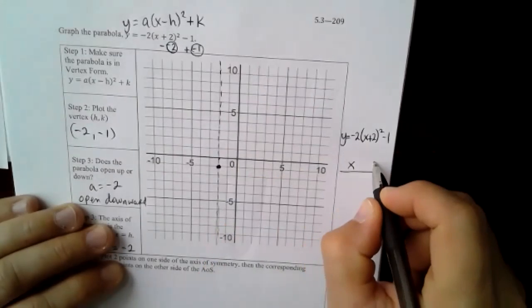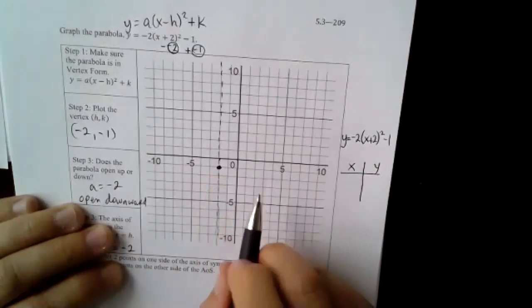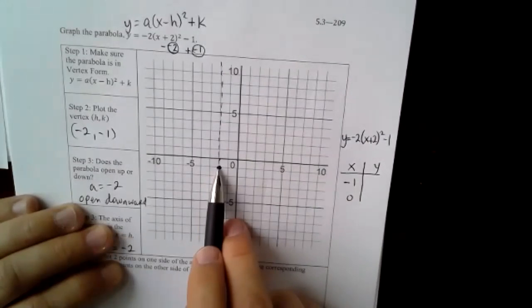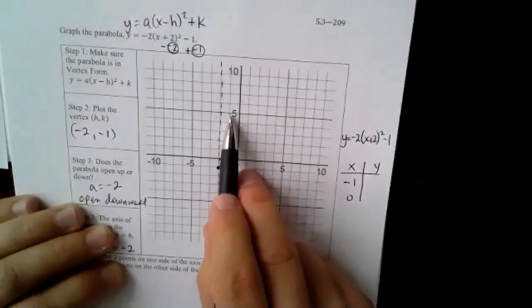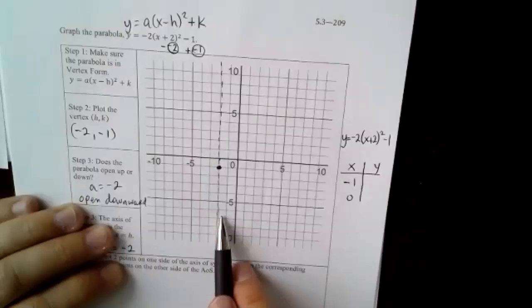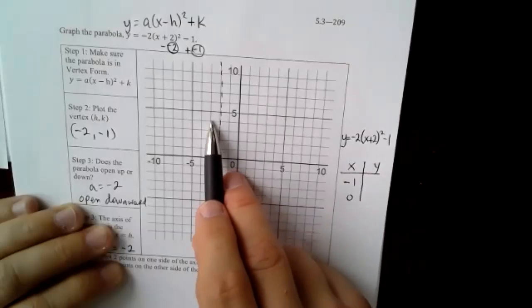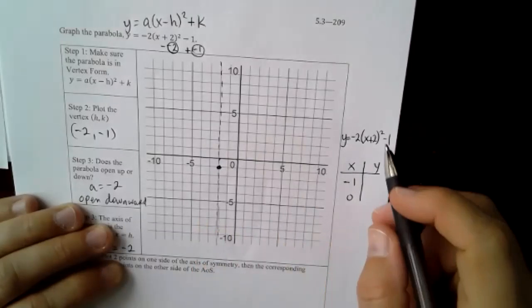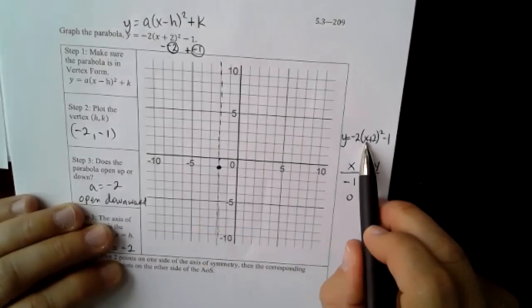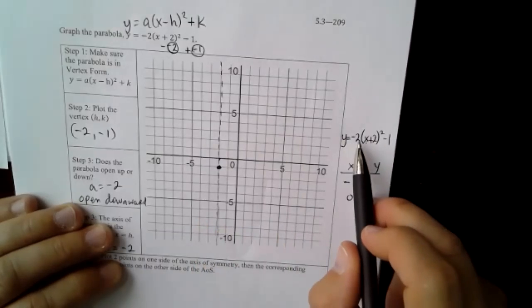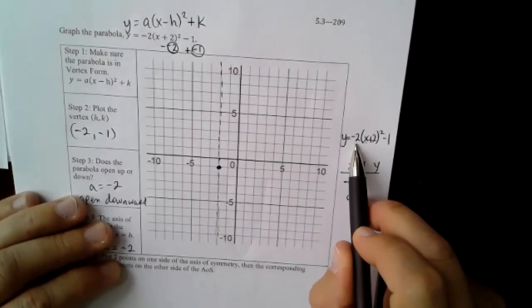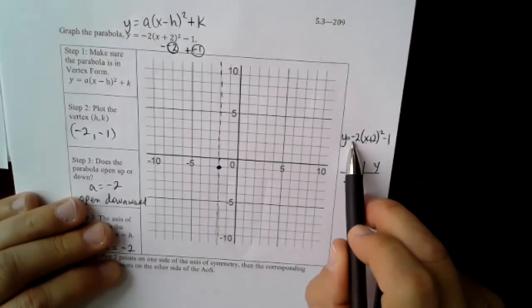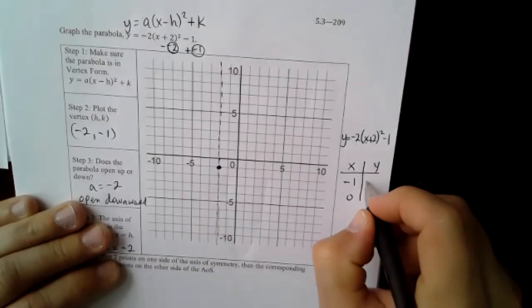Let's see. Let's do -1 and 0. If I do -1 and 0, I can find the dot where it's located on this line, and then I can also find the dot on the opposite side because of the mirror image. All right, let's do -1 first since it's the hardest. All right, -1 plus 2, that's 1, 1 squared is 1. And then 1 times -2 is -2. And -2 minus 1 is -3.